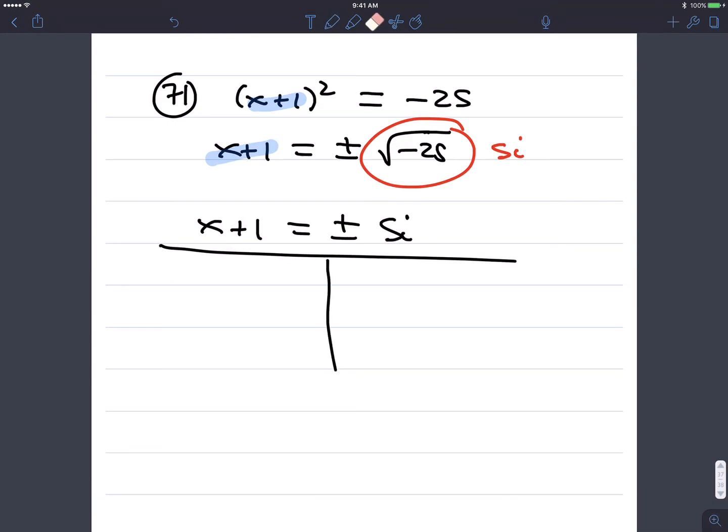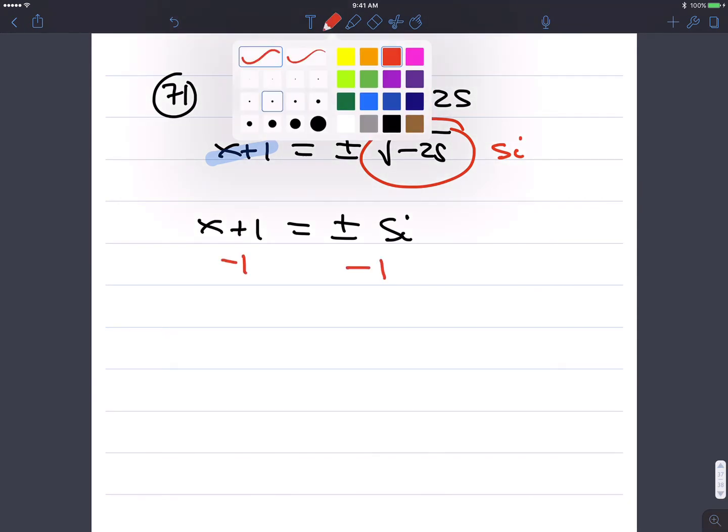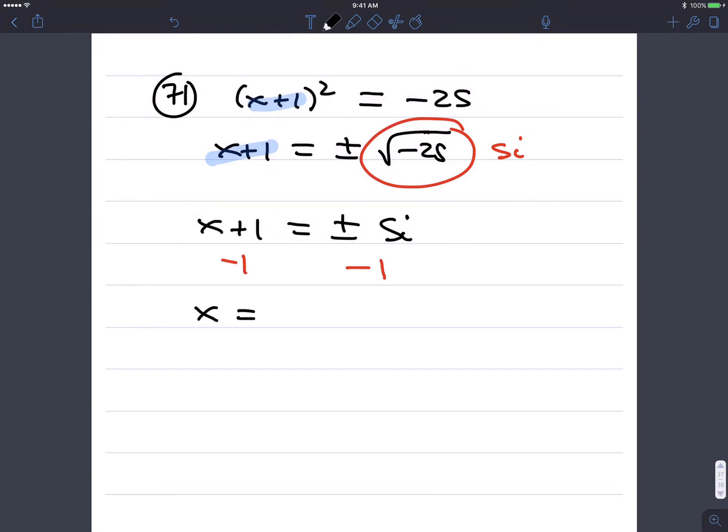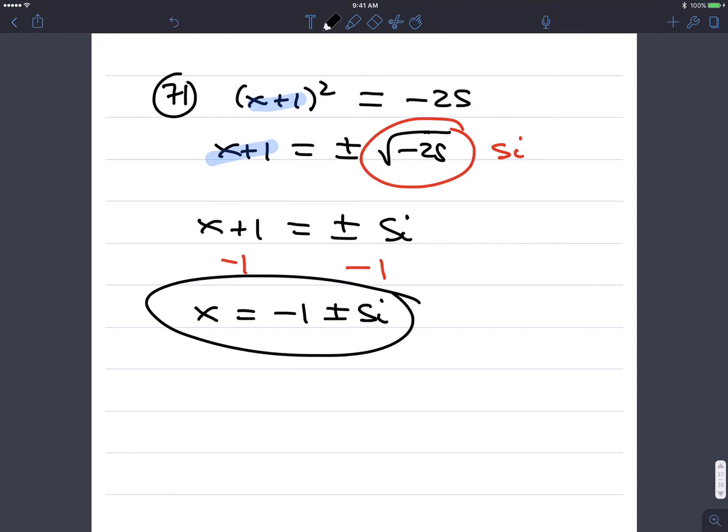That means, to solve for x, we subtract 1 from both sides. We'll get x is negative 1 plus or minus 5i. Now that means two things. Negative 1 plus 5i and negative 1 minus 5i is my solution set for number 71.